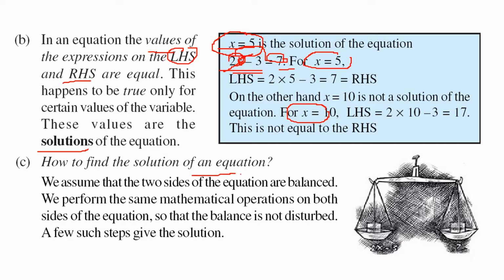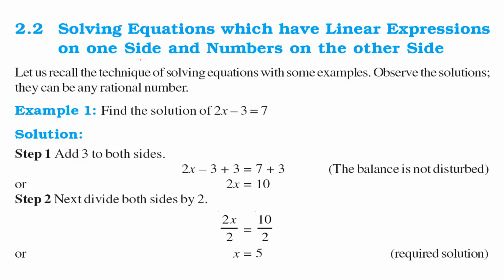So how to find the solution of an equation? Just consider these two sides, which are balanced, and we will perform some mathematical operation on both the sides so the balance is not disturbed and remains the same. How to solve an equation which has a linear expression on one side and numbers on the other side? We can see the method of solving with some examples, and the solution can be any rational number also.